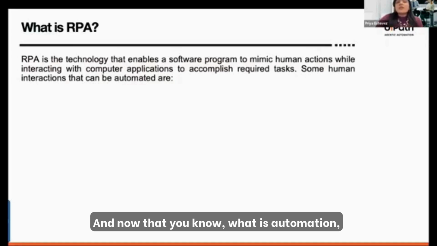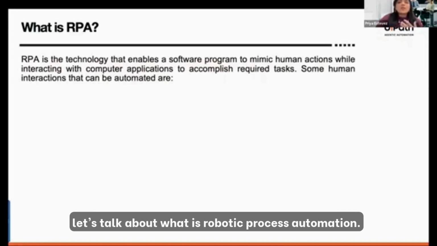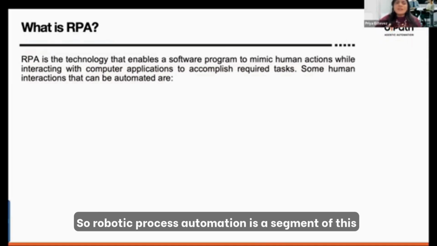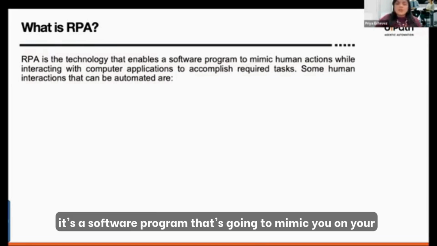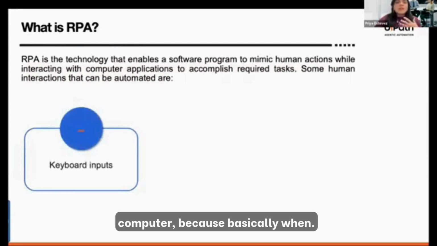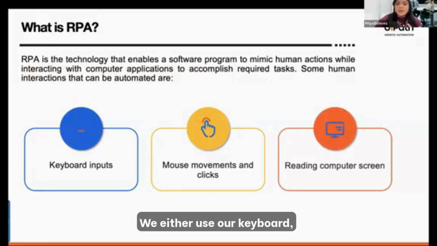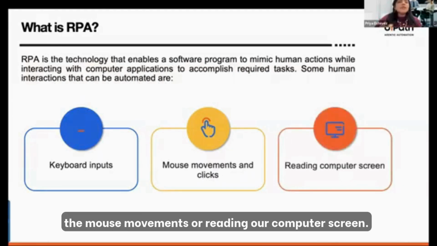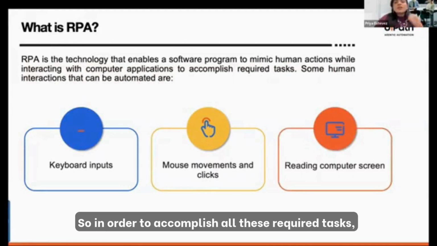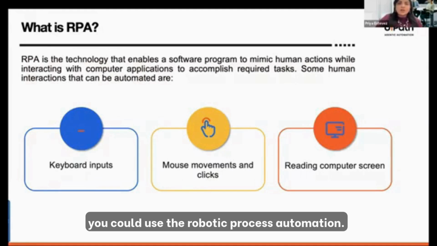And now that you know what automation is, let's talk about what robotic process automation is. Robotic process automation is a segment of this technology. Basically, it's a software program that's going to mimic you on your computer, because whenever we use computers, we do three things. We either use our keyboard, the mouse movements, or read our computer screen. So, in order to accomplish all these required tasks, you could use robotic process automation.